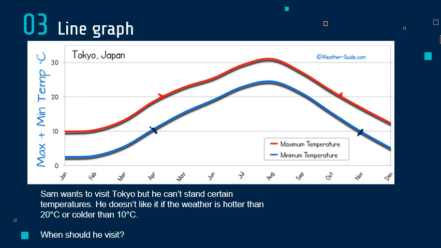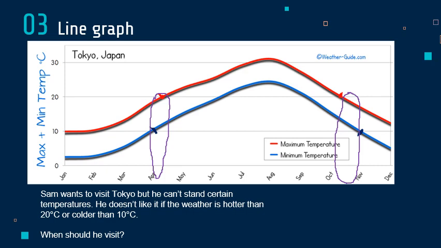All right, so using that data, we can see when's a suitable time for Sam to visit. We can see that this period here, roughly October, November, and here, the start of April, are the two times that are most comfortable for him to visit in terms of the maximum and minimum temperature.